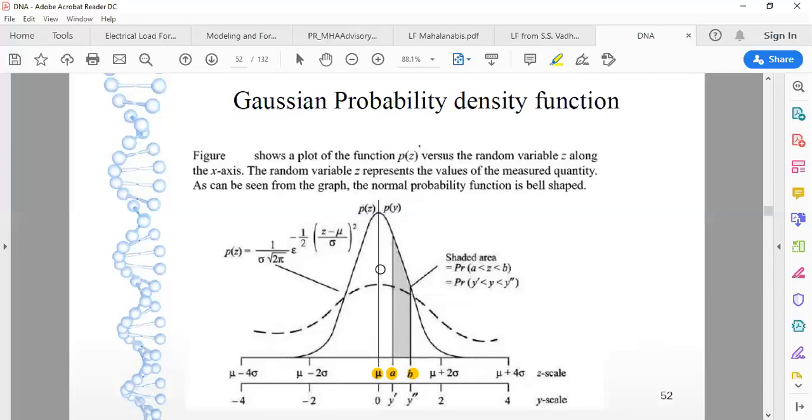After normalization, it is very easy to determine the probability, and the main advantage of the normalized curve is that you can apply it universally. Suppose one ammeter ranges from 0 to 100 ampere, and another has the same sigma with a range of 0 to 1000 ampere. The same plot can be used for the other ammeter. That's why the normalized value is preferred for drawing this Gaussian probability density function.